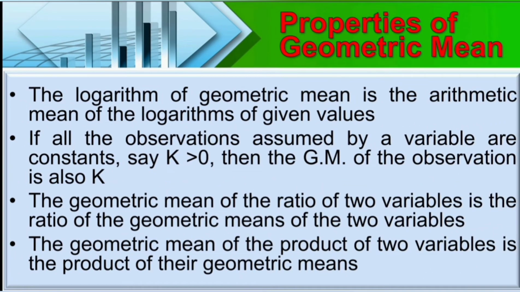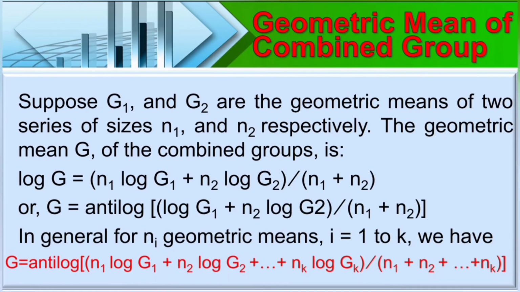Properties of geometric mean. Number 1. The logarithm of geometric mean is the arithmetic mean of the logarithms of the given values. Number 2. If all the observations assumed by a variable are constant, say k is greater than 0, then the geometric mean of the observations is also k. Number 3. The geometric mean of the ratio of two variables is the ratio of the geometric means of the two variables. And number 4. The geometric mean of the product of two variables is the product of their geometric means. Geometric mean of combined group.